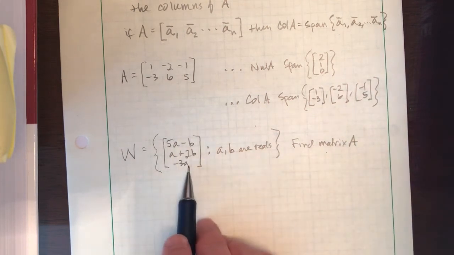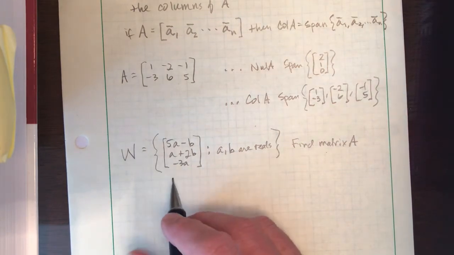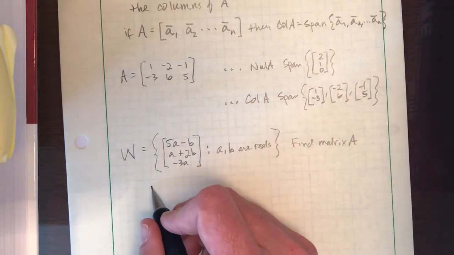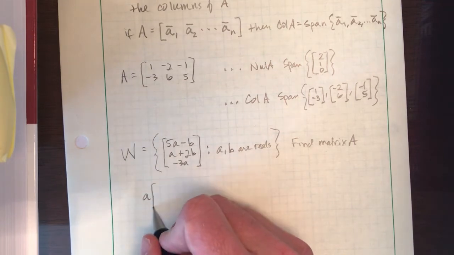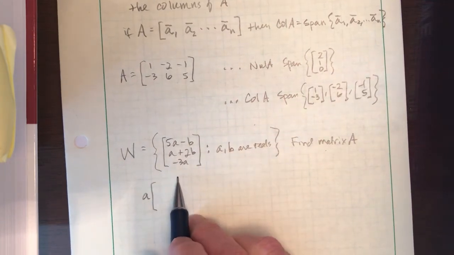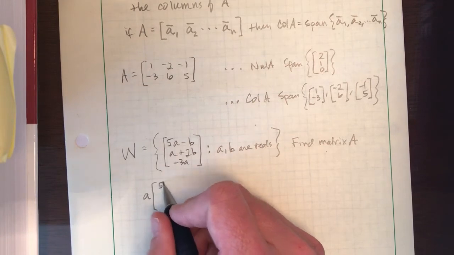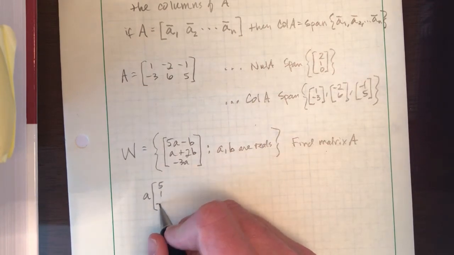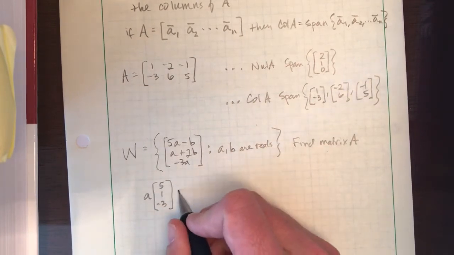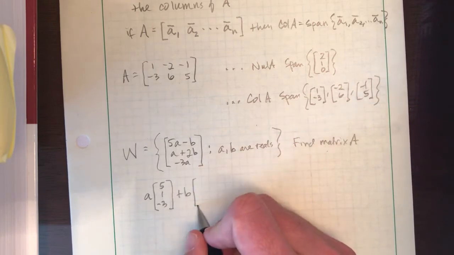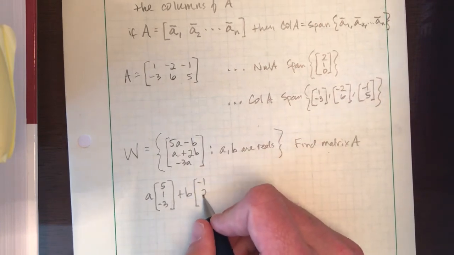So let's look at what we've got here. It looks like I've got a linear combination of some stuff going on here. So I think we could all see, if I could unscale the a's from these expressions, there would be left a 5 and a 1 and a -3. And let's unscale the b's, leaving -1, 2, and 0.